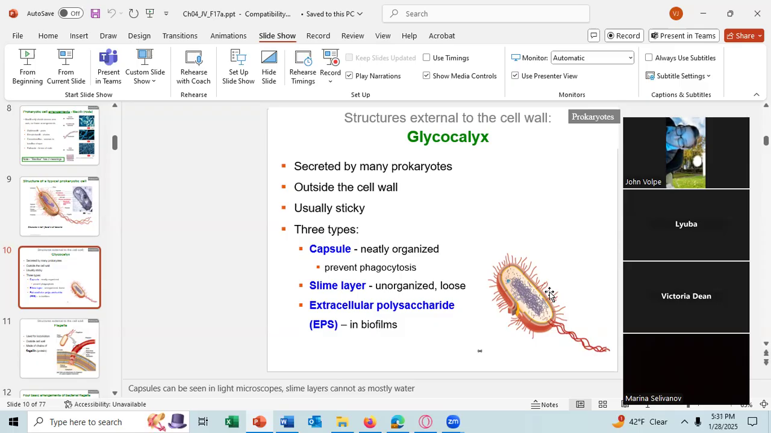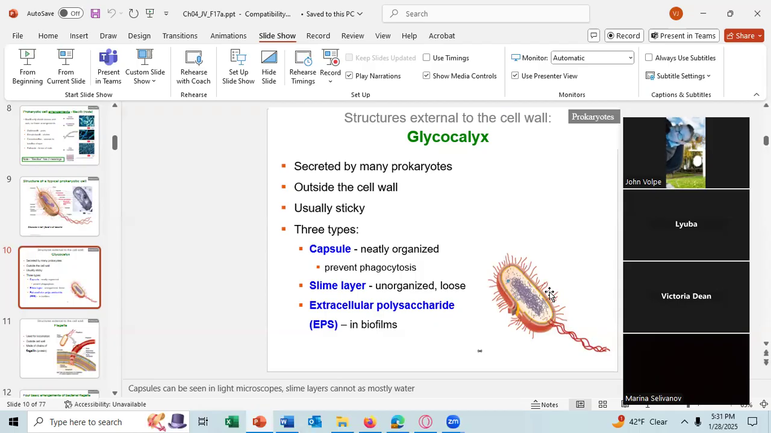It's a loose structure held loosely to the cell. It too is secreted by prokaryotes outside the cell wall. You cannot see the slime layer with a microscope. To see the slime layer, you have to use an electron microscope.